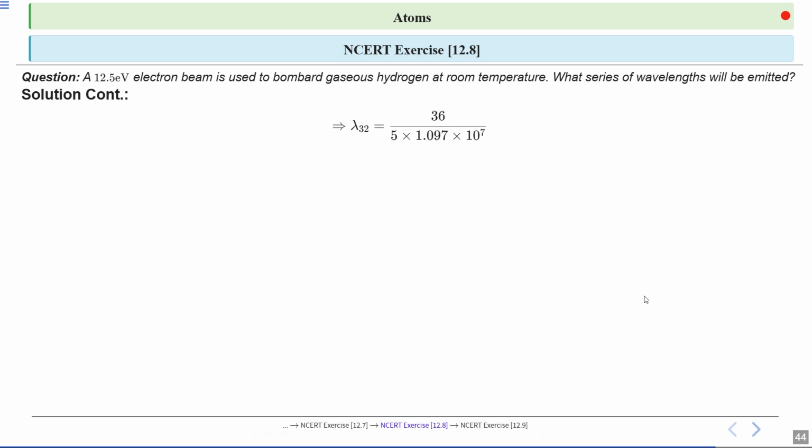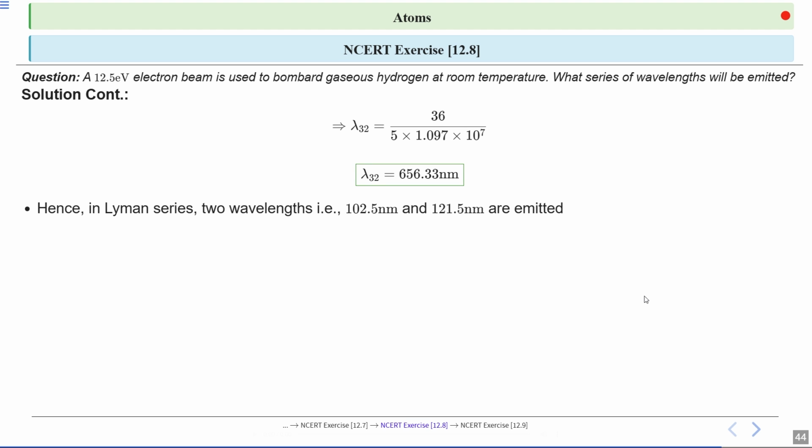The formula shown here is lambda 32 equals 36 divided by 5 times 1.097 times 10 to the power 7. Here lambda 32 is the wavelength for the transition from level 3 to 2, and 1.097 times 10 to the power 7 per meter is the Rydberg constant. After calculating, we find that lambda 32 equals 656.33 nanometers. This value is important because it falls within the visible spectrum.